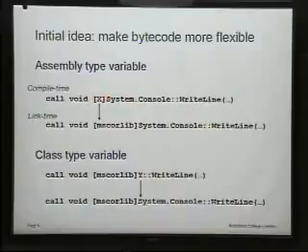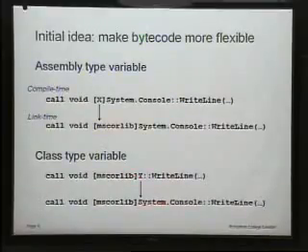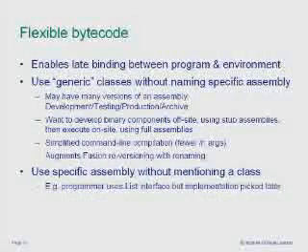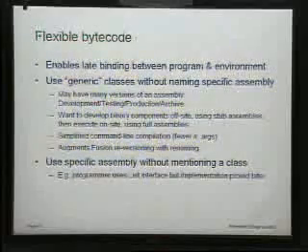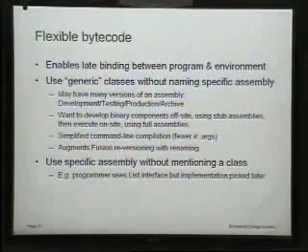So the initial idea is take this bytecode and abstract it. Use type variables rather than concrete assembly names, so that at runtime, link time I should say, you can substitute that X for mscorlib, because that's the guy that provides System.Console.WriteLine. And similarly, you could do the same thing for classes. Abstract the class name into a type variable, and then at link time, choose a particular class from the specified assembly that has the specified signature. That would enable late binding between the program and the environment, which is what dynamic dispatch is, so it's analogous to that. It would let you avoid naming a specific assembly.